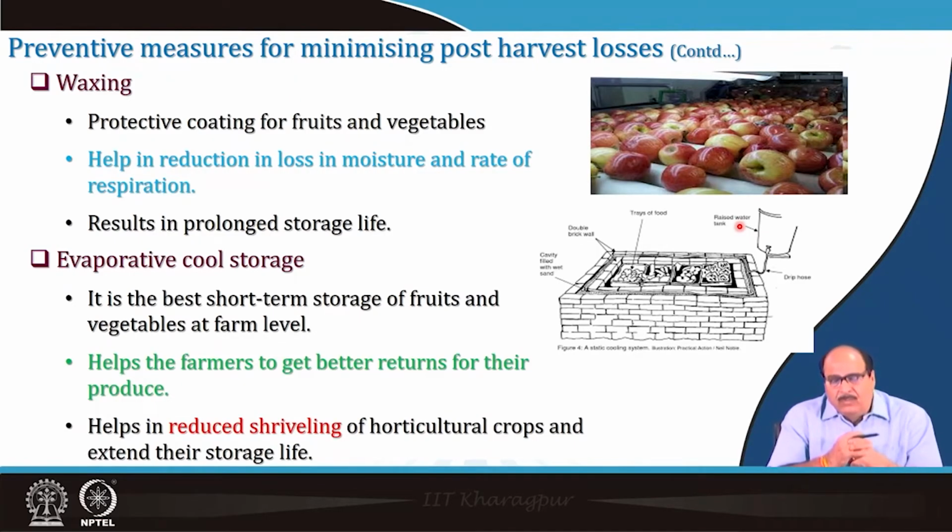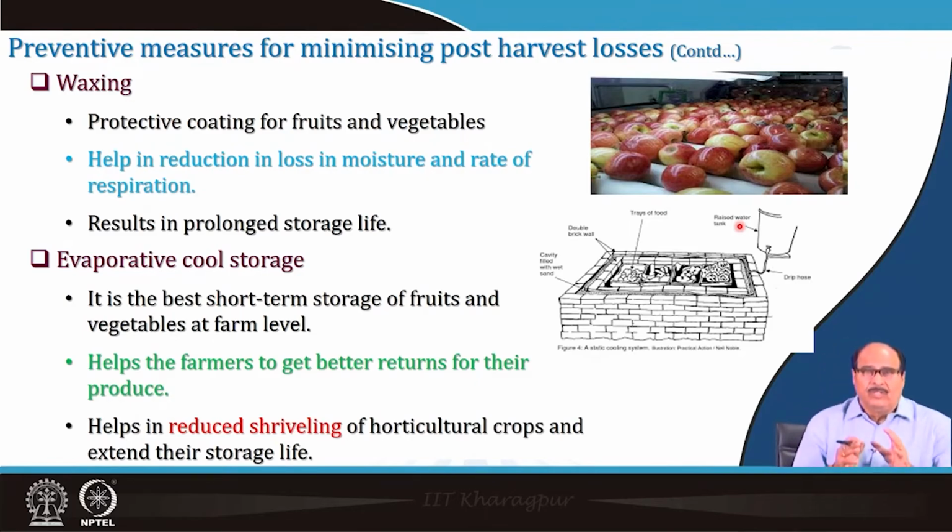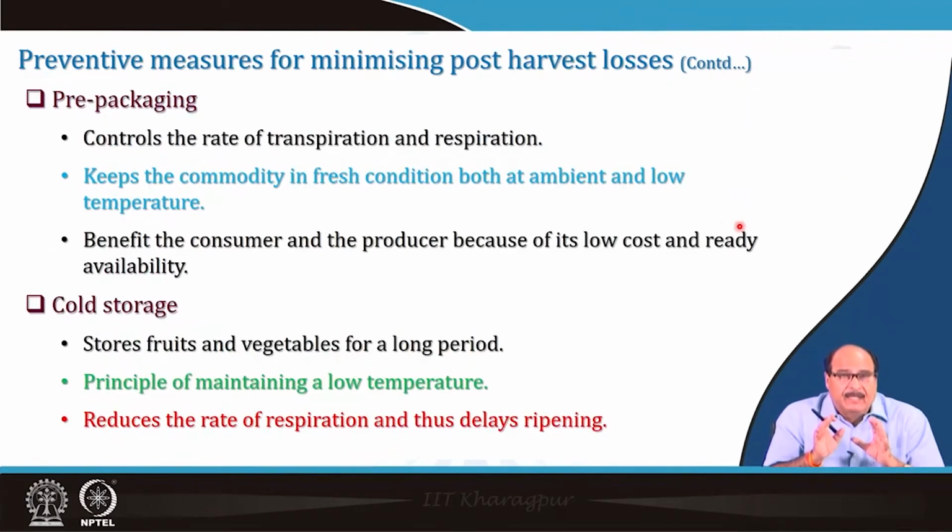Then evaporative cool storage, as you can see, is one of the methods which is followed traditionally even in the field. It is the best short term storage of fruits and vegetables at farm level. It helps the farmer to get better returns of their produce and helps in reducing shriveling of horticultural crops and extend their storage life. Pre-packaging is another method, which controls the rate of respiration and rate of transpiration and extends the shelf life. It keeps the commodity in fresh condition both at the ambient as well as at the low temperature. The pre-packaging benefits the consumer and the producer because of its low cost and ready availability.